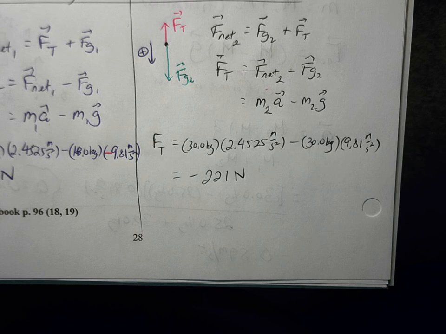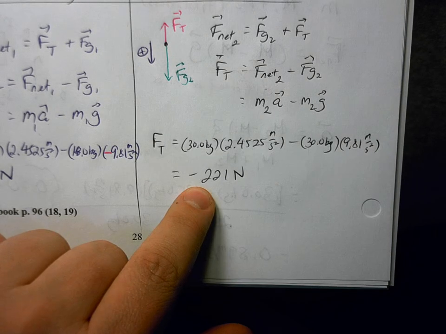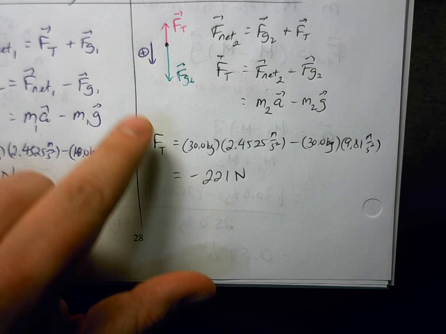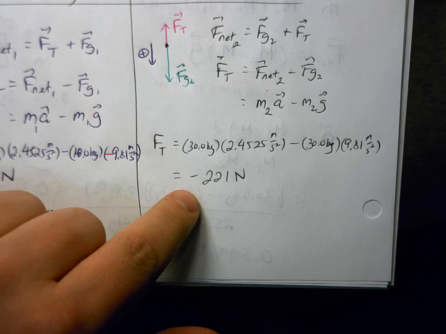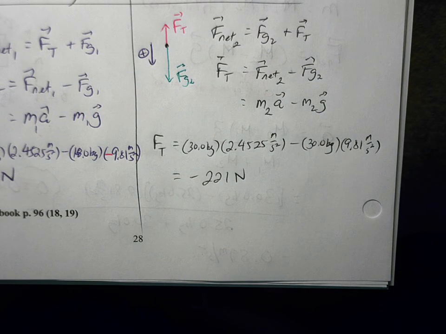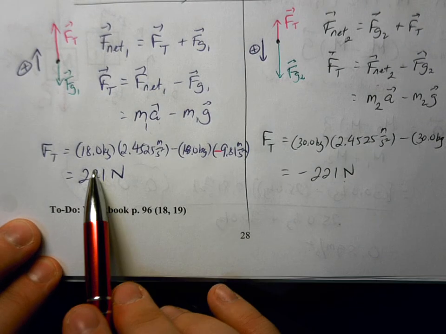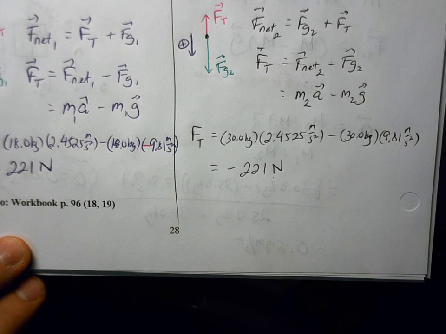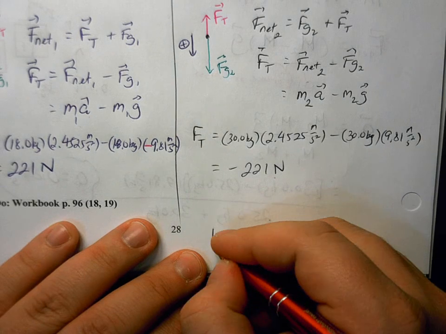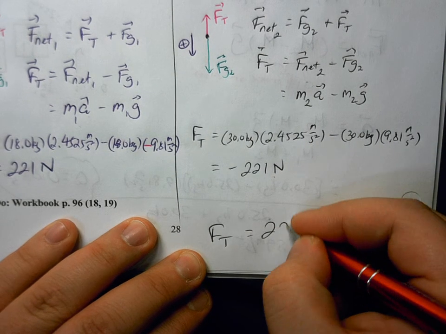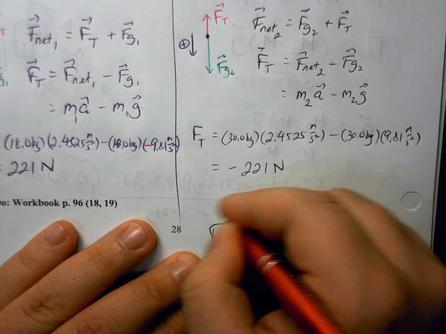Now you might say to yourself, well, they look similar, but one's got a positive, one's got a negative. That's okay. This is just telling us the direction. The negative is telling us that because we called down positive, Ft goes up. That's fine. In terms of magnitude, it's 221. So we get the same magnitude on the force of tension regardless of which block we pick. So we're just going to say that the magnitude of the force of tension is 221 newtons.